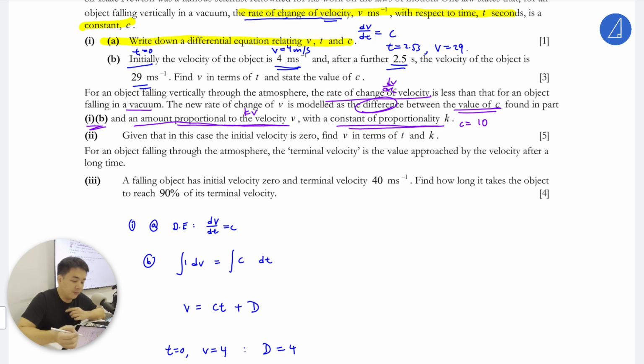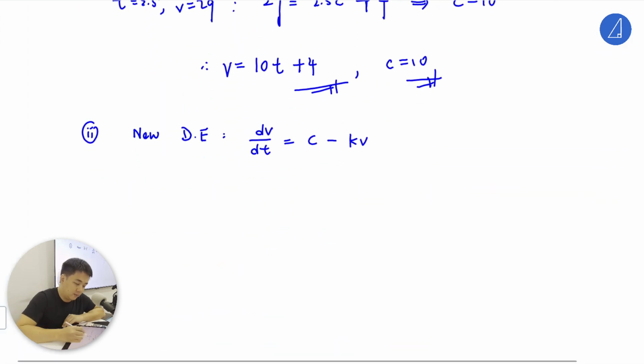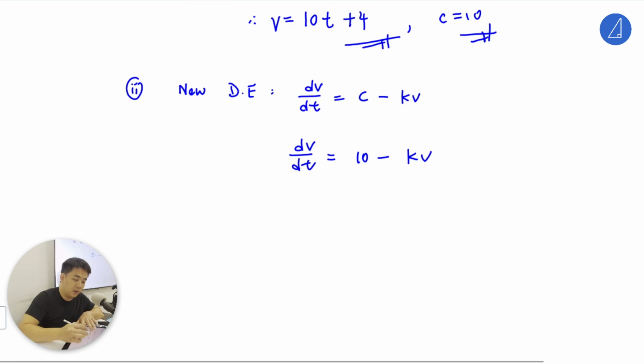meaning this is kv. So what they are trying to say is dv/dt is modeled as a difference, so it's equal to 10 minus kv. So the difference between 10 and something proportional to v. So this is the new DE. So dv/dt is given by 10 minus kv. I think just solve this is fine.